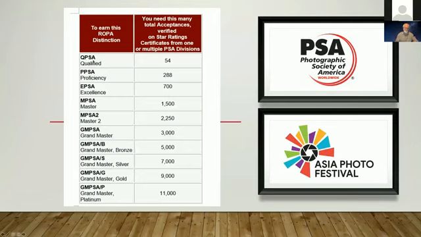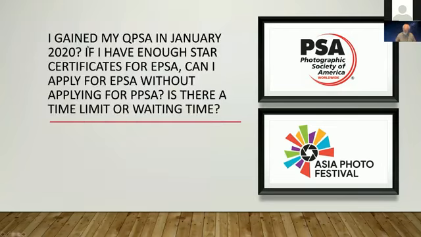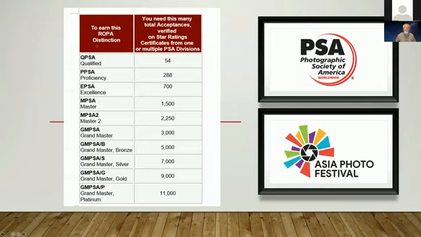And you'll see on that page this summary that starts with QPSA, just 54 acceptances, that's all that's needed, but PPSA 288 and so on. Now, the really keen ones finally get up to Grandmaster Platinum, which is 11,000 acceptances, but that's a long way off for most people.